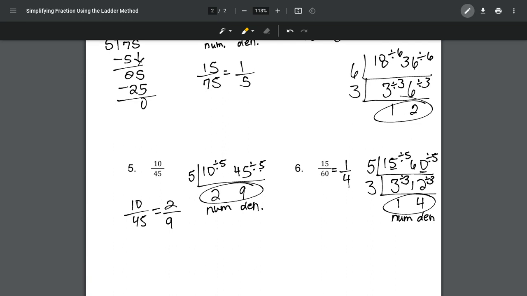I'm going to add a practice which I want you to work on in class or finish at home where you have to simplify fractions.